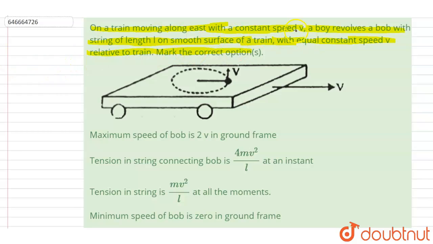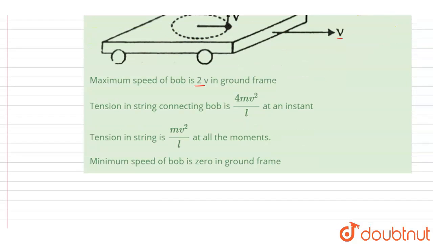So if you see, this v velocity is relative to the train, right? The first option: maximum speed of the bob is 2v in the ground frame. The train is moving in this direction and the motion of this particle is like this. If we talk about the maximum of any two vectors, say vector a and vector b, the maximum magnitude will be a plus b when the two are parallel.